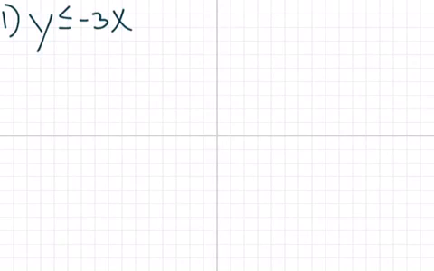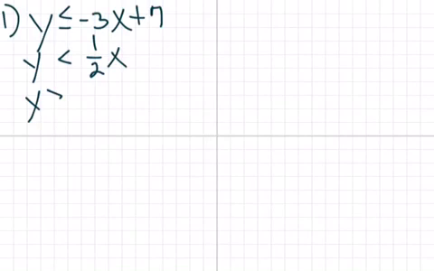So let's look at the second page. Number 1 has three equations. Y is less than or equal to negative 3x plus 7. Y is less than 1/2 x. Y is greater than negative 2.